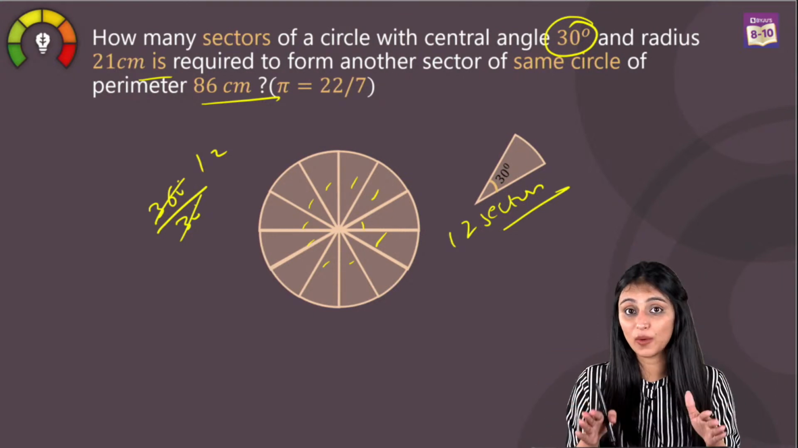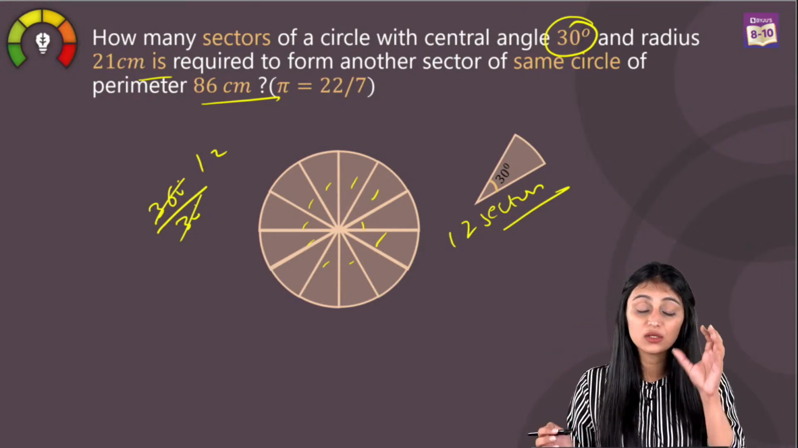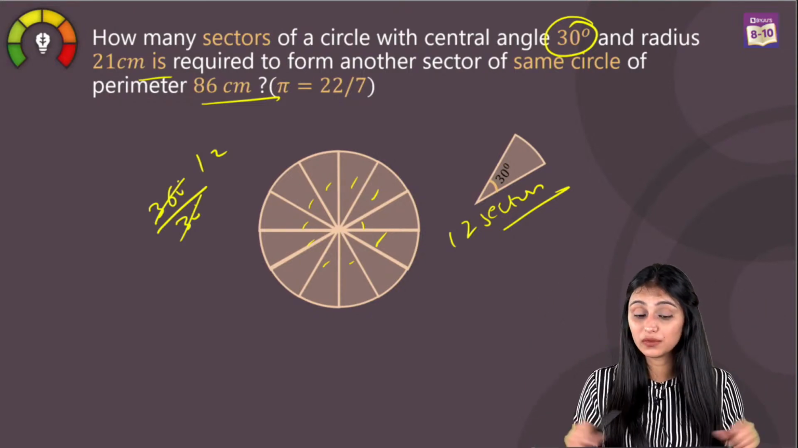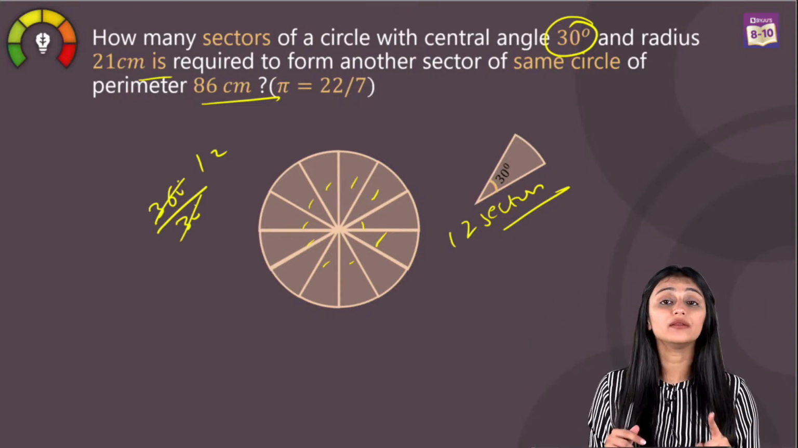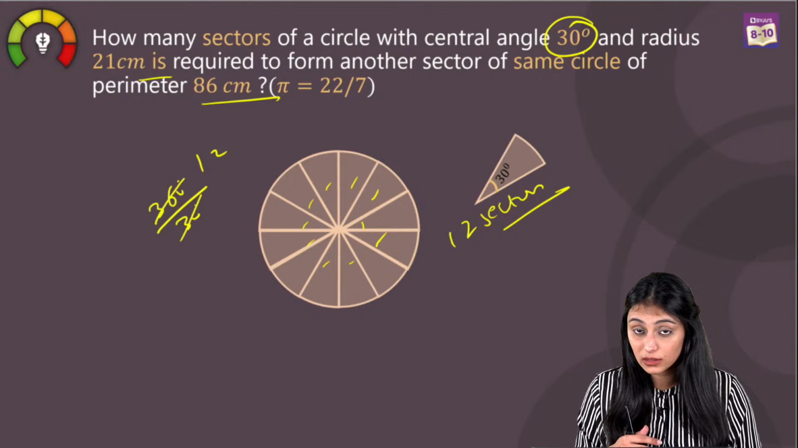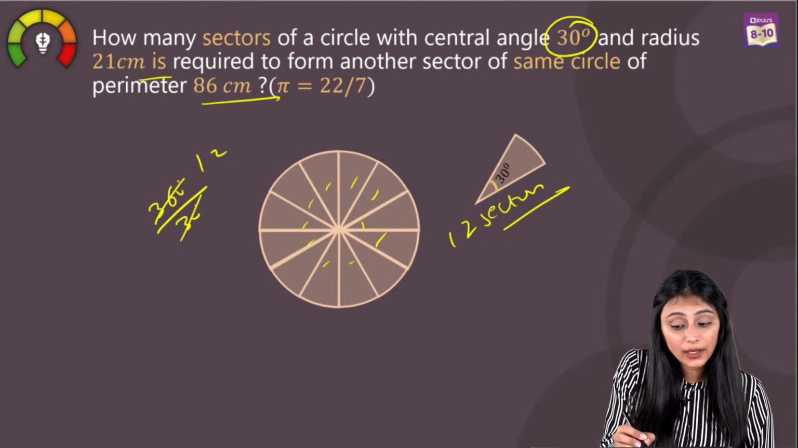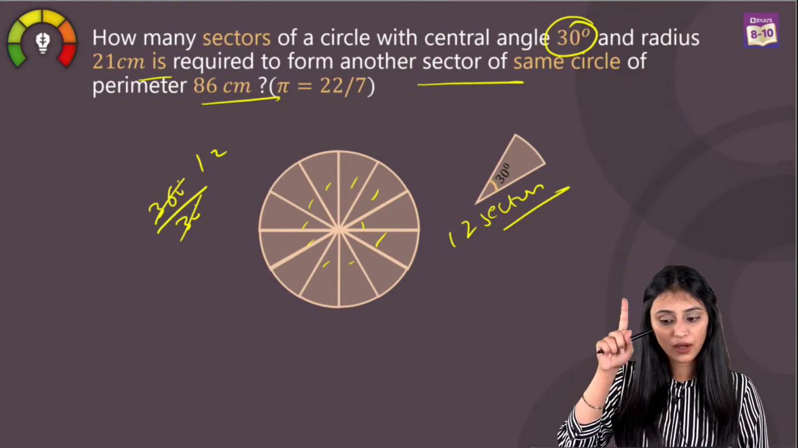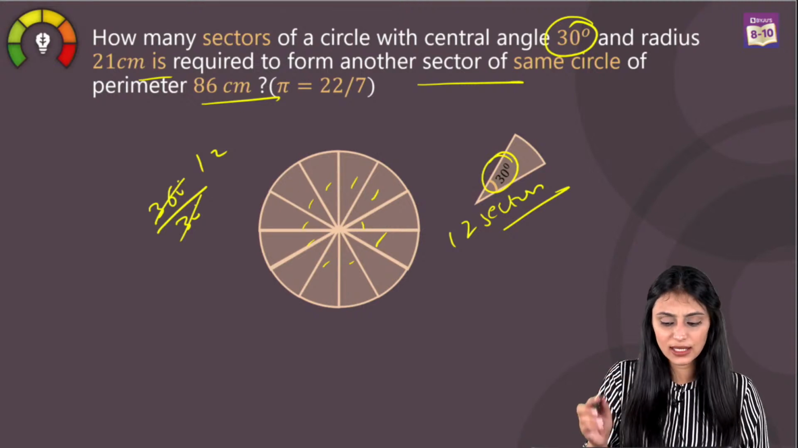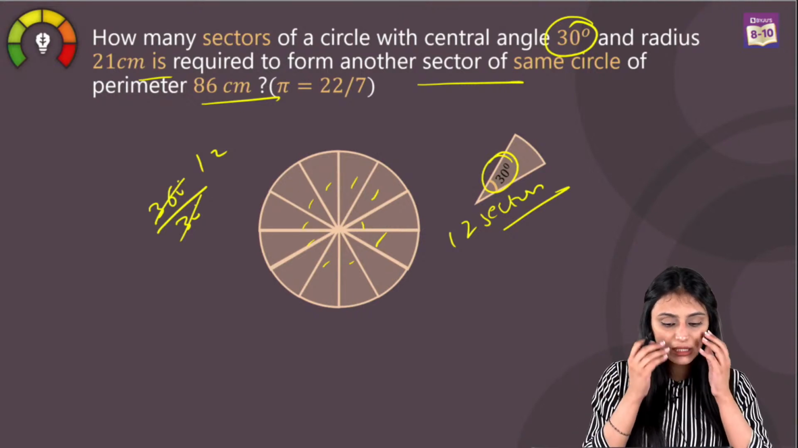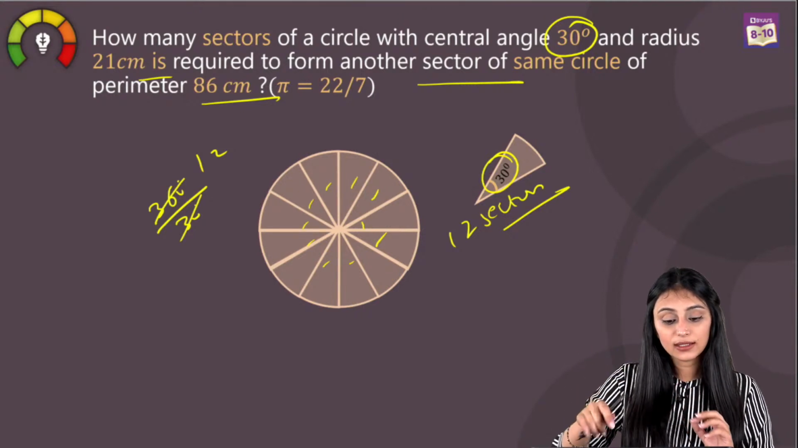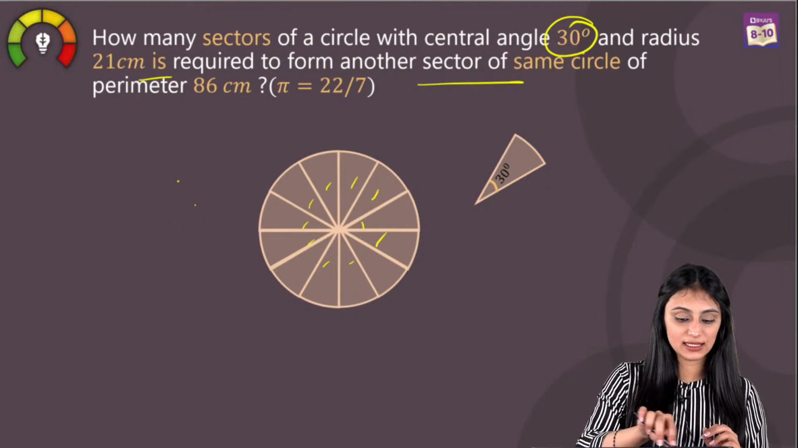This is a very good question, so listen to me carefully. 12 sectors are there, and I am talking about the full circle. But here in this question, we are not talking about a complete circle. We are talking about another sector of the same circle. That means the central angle is the same for different sectors. So, another sector will have a perimeter of 86 centimeters.